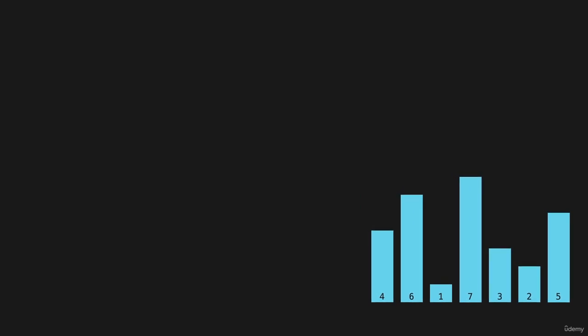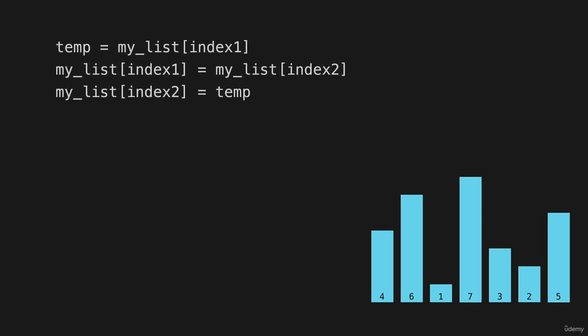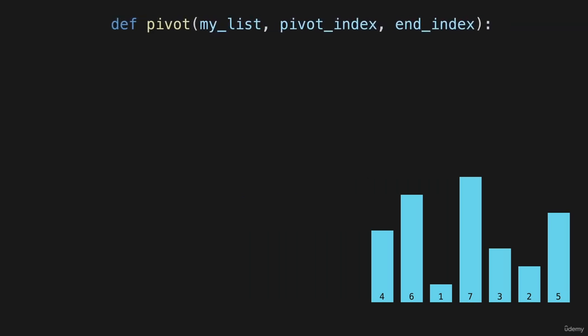One of the things about this function is we have two different places where we need to swap items inside of the list. And we would swap those items with something like this. But since we're doing it twice, I'm going to create a function called swap so we don't have to rewrite this code. And we're going to use this in two different places in our pivot function. And that will just clean things up a bit.